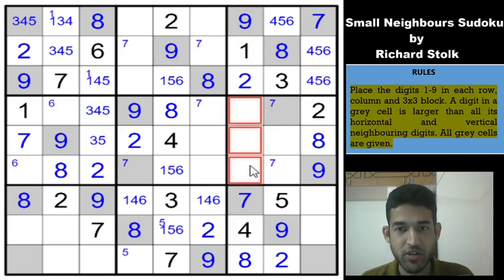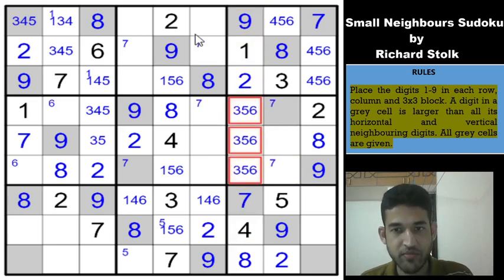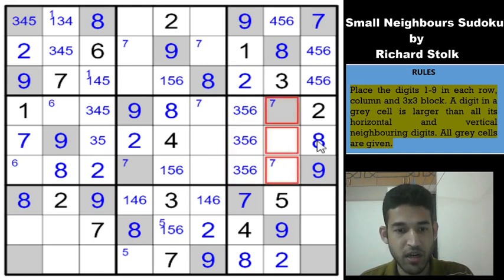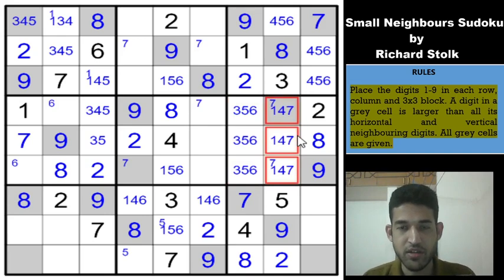4, 7, 8, 1, 2, 9. So these must be 3, 5 and 6. And these must be 1, 4, 7, right? Yes. So 1 cannot be here. So this is not a 1. So this is 4 and 7.